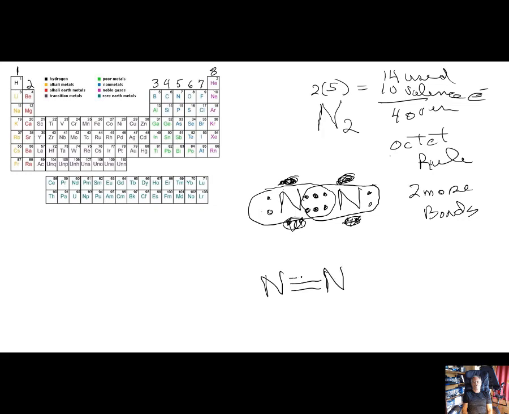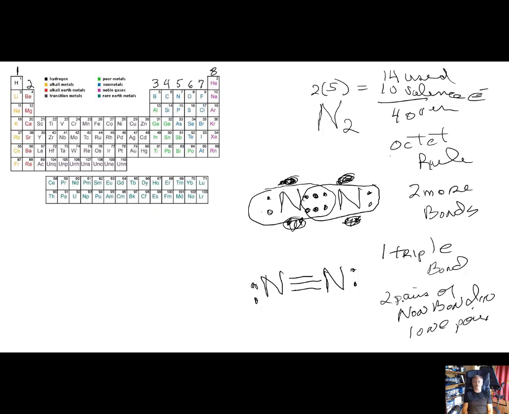Here is the triple bond and a pair of non-bonding electrons on each nitrogen. So I have 1 triple bond and I have 2 pairs of non-bonding electrons. What's another way of saying that? I could say I have 2 lone pairs of electrons. Okay, so 2, 4, 6, 8, 10. Total of 10, my structure is done.